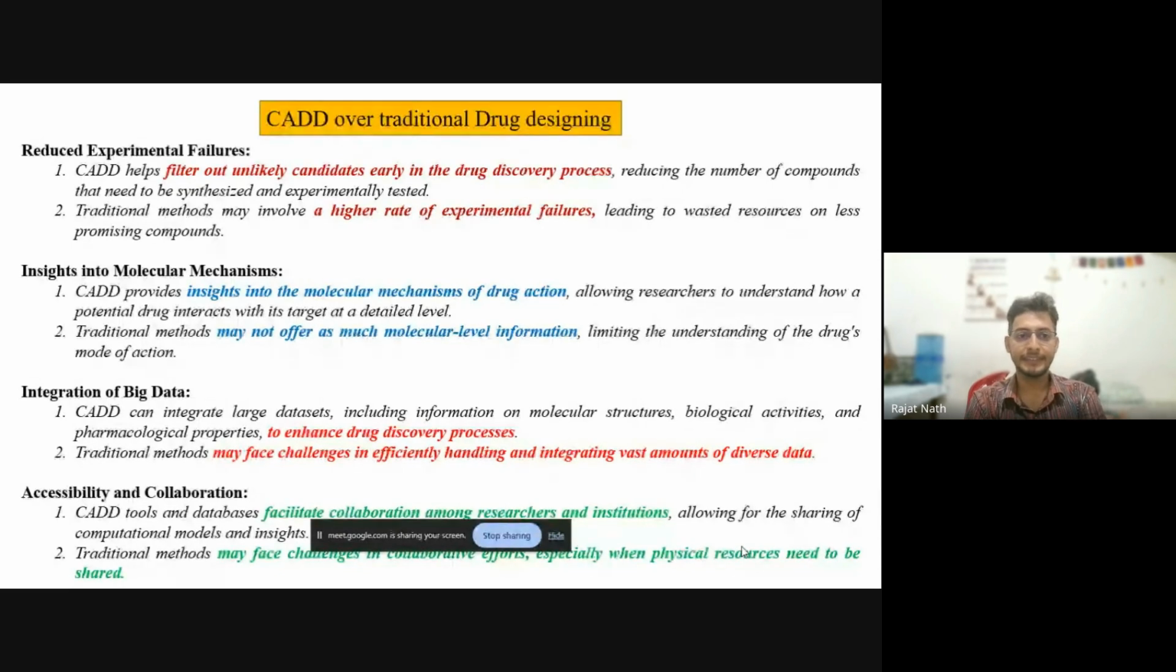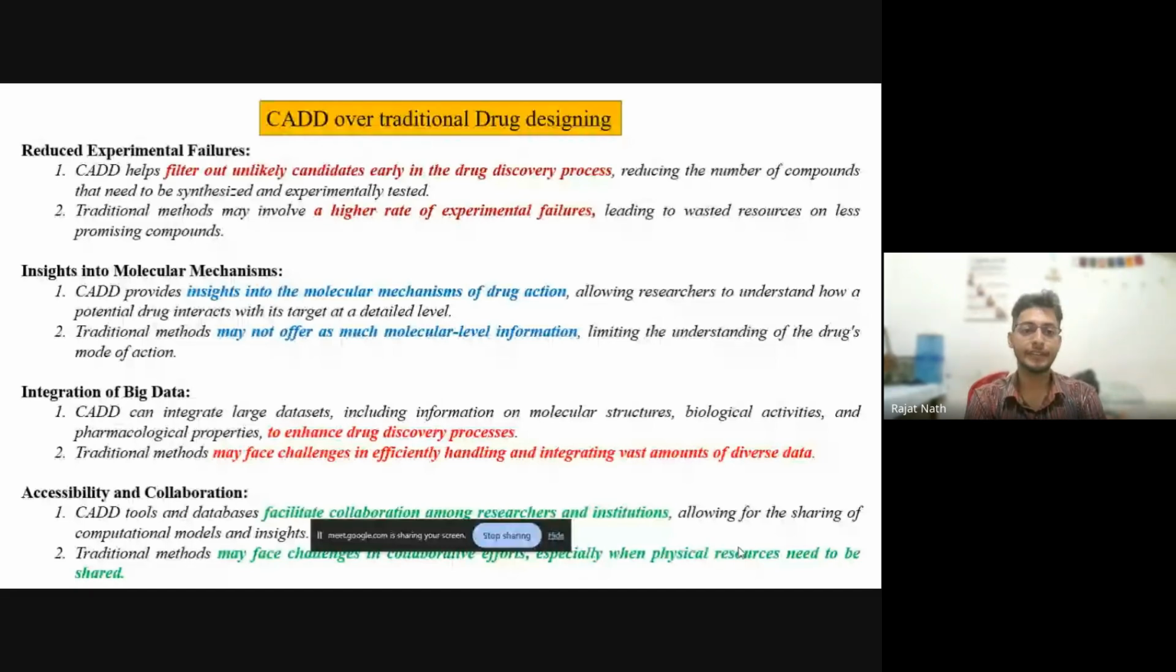And as I said, we can get molecular mechanism insight by computational drug design. In traditional methods, it's very difficult to get the probable pathways which the compound is following. And as this era is of big data, very vast data such as RNA data and other data are available, and single-handedly it is very difficult to handle all that big data.